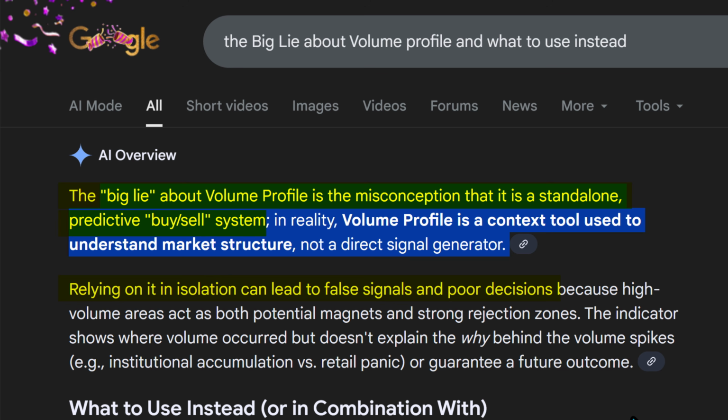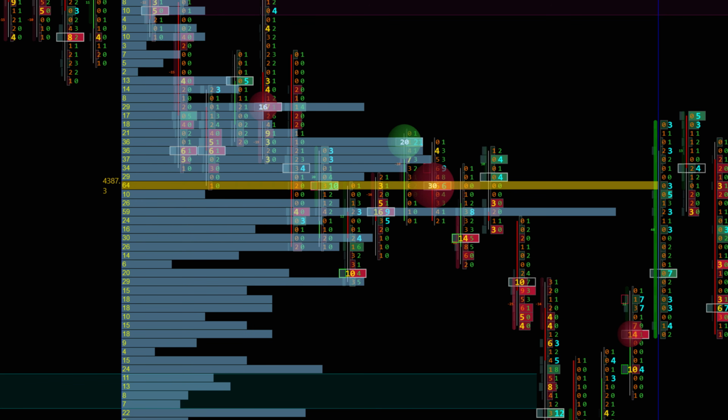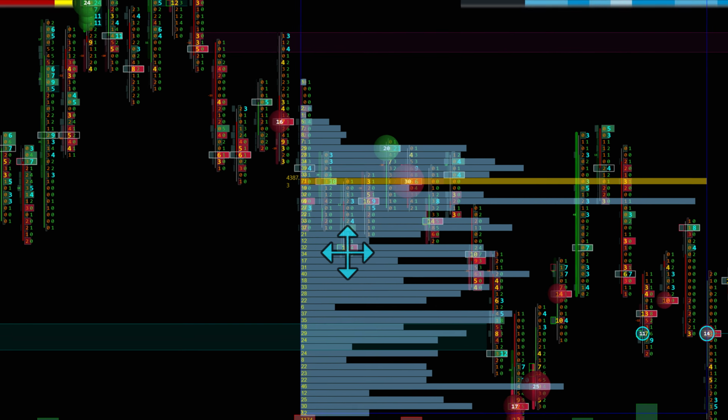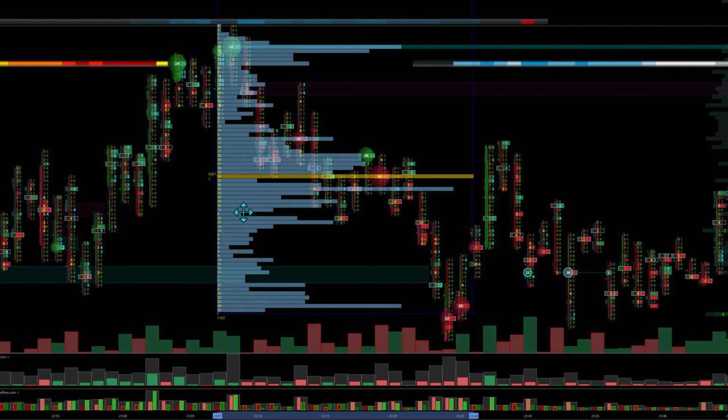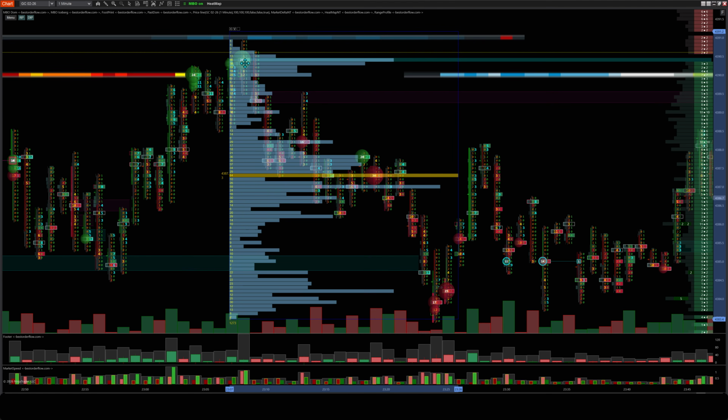What else has been invented now that can be used for better precision entries rather than volume profile? Yes, there is a time to use the volume profile indicator. A volume profile indicator can be placed on any range, and we can see the past information, what historically happened on this particular range.